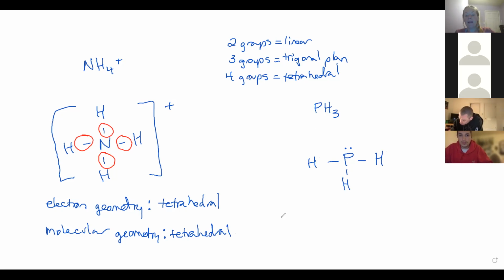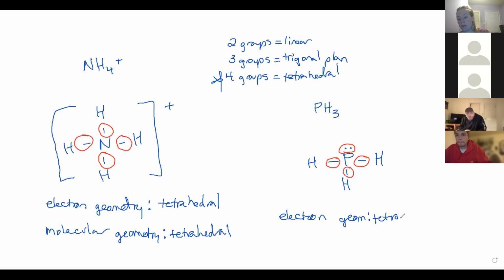So my electron geometry is going to be whatever the total number of electron groups are, including lone pairs. 1, 2, 3, 4. 4 electron groups is tetrahedral. Okay, so it has a tetrahedral shape. So visualize in your mind that little pyramid, 3 prongs pointing down, 1 prong pointing up.